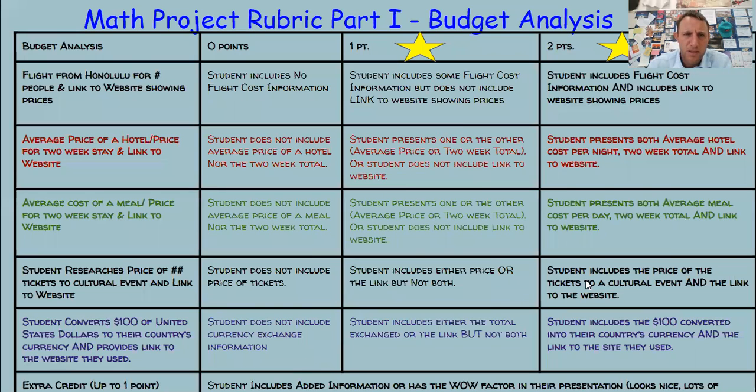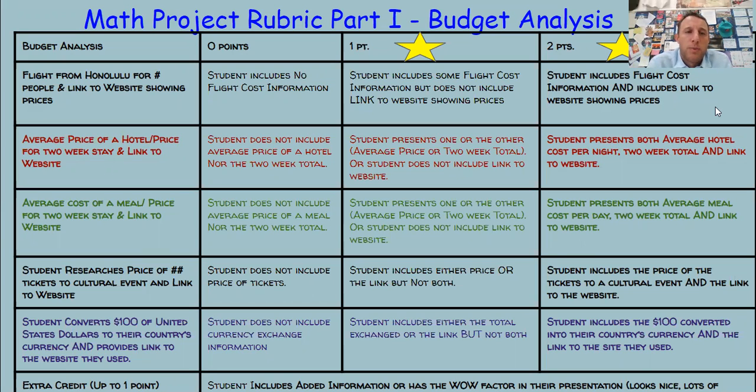So, math project rubric part 1, budget analysis. Those of you who can see, here's our rubric. I like to make these rubrics so you can see exactly how you get a perfect score. A perfect score is 2 points in each of these categories. Okay, so the flight from Honolulu for the number of people and a link to the website showing prices. So the student includes flight cost information and includes the link to the website showing the price.